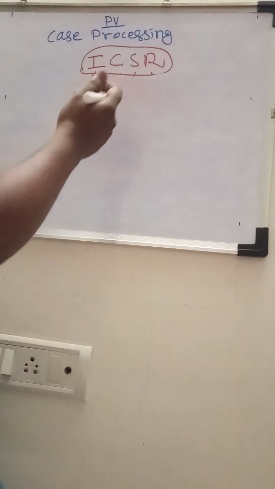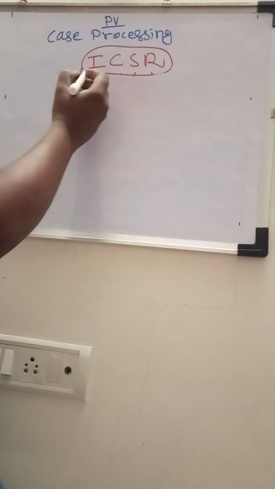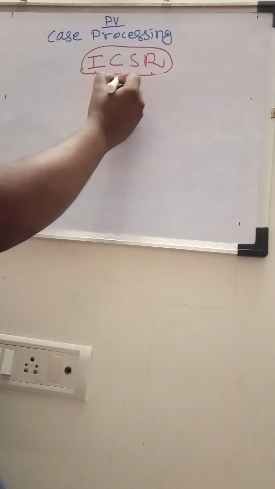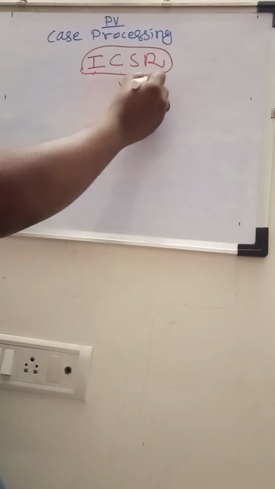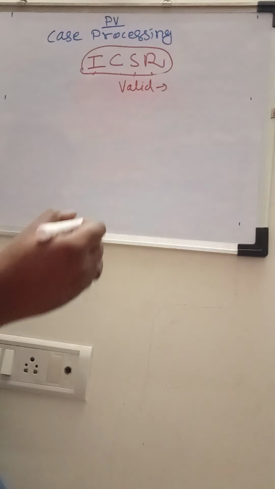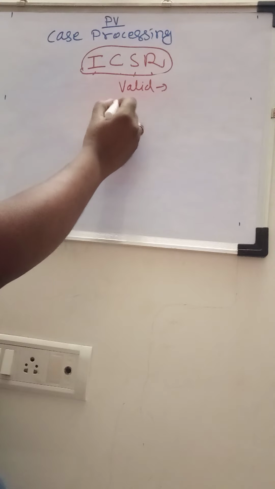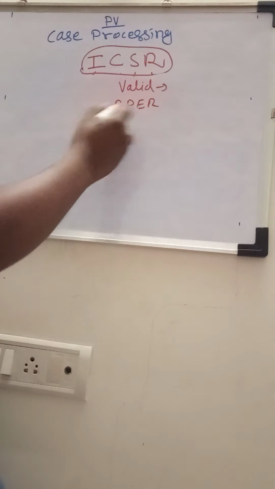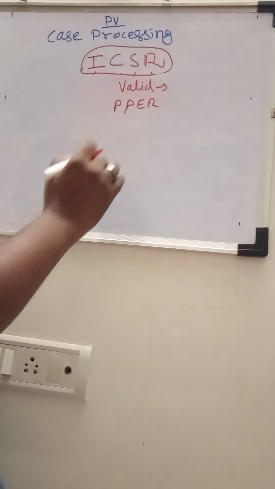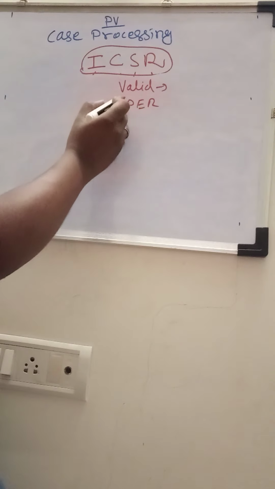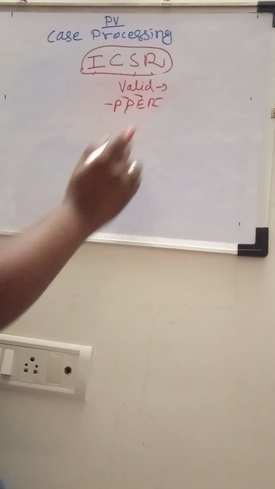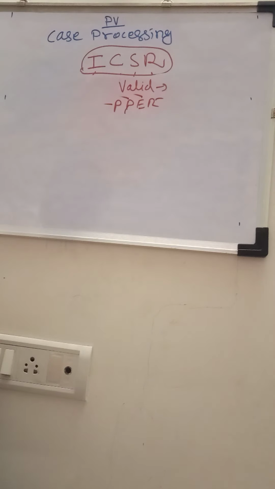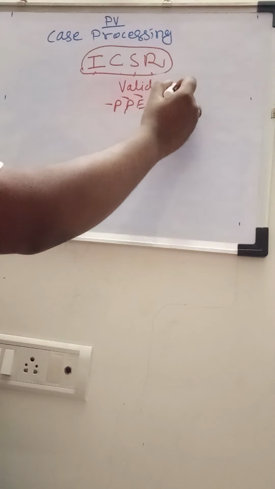As said in earlier videos, if any case becomes a valid case for regulatory authority submission, it should meet some criteria. That is, as I said already, PER. This is just a code word: product, there should be a patient, there should be an event, and there should be a reporter. If a case meets this PER criteria, it becomes eligible to submit to the regulatory authority.